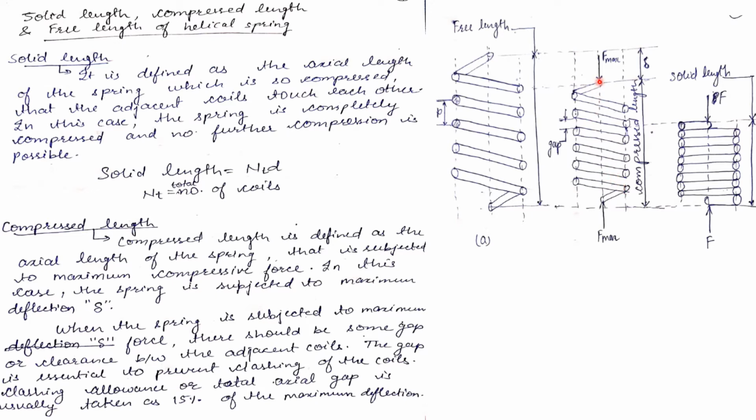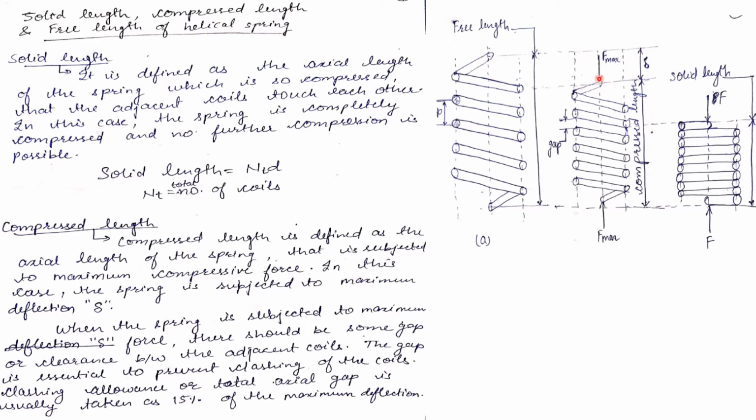In this, the compressed length is the axial length between the coils. In the compressed length spring, there should be some gap. And if we apply the compressive load on the spring, which is the maximum load, we get the compressed length and we get the maximum deflection.